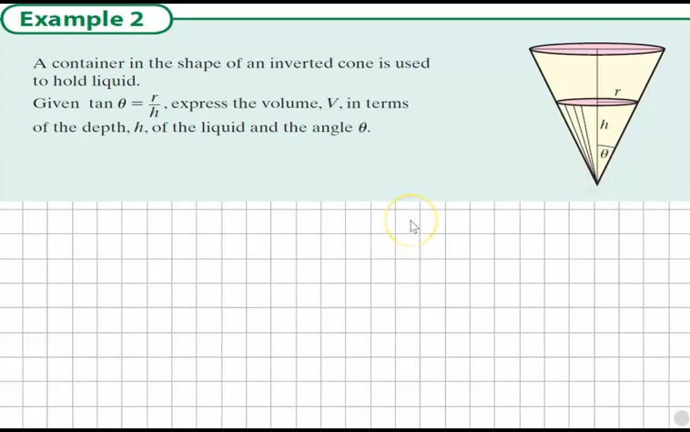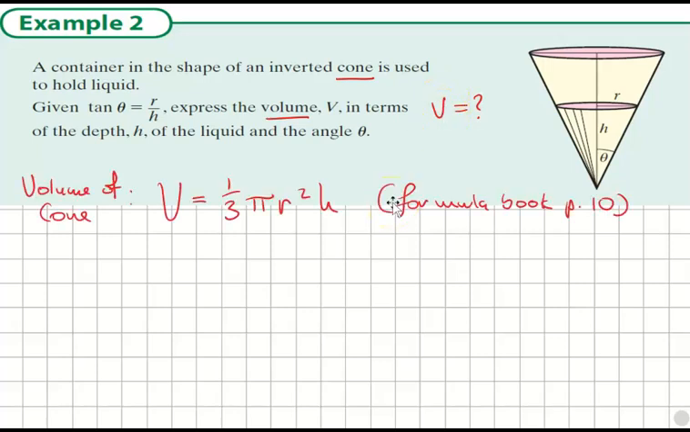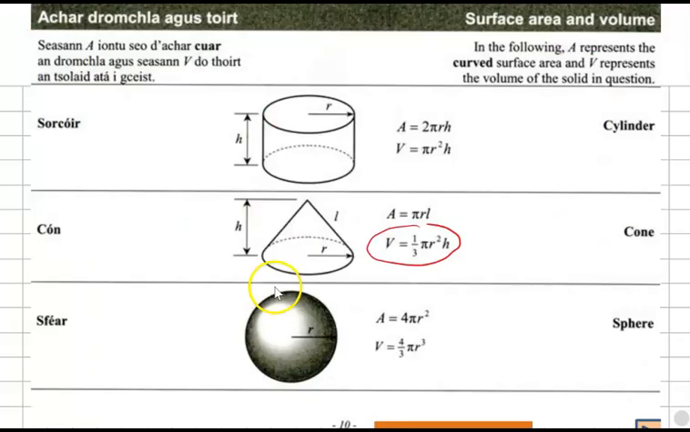So you need to go to your formula book and find the formula for the volume of a cone. Inverted just means it's upside down, but it's still the same formula. So we want to get V on its own. We want to make V the subject of the formula. So the formula is V equals 1/3 pi r squared h. It's on page 10 of your formula book. So there it is on page 10 of your formula book. And see, the cone is not inverted, but obviously the formula is the same.